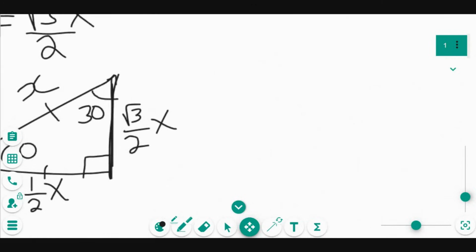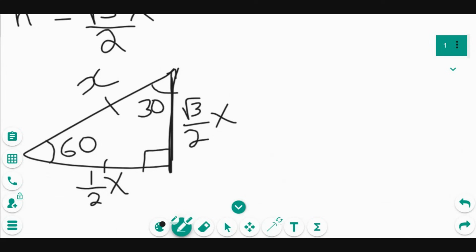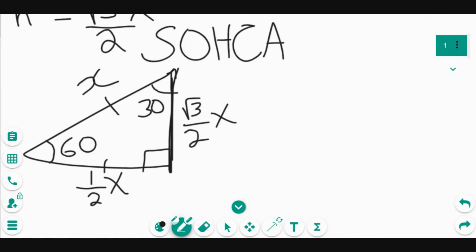Okay, so this is where we were. So remember SOHCAHTOA. SOHCAHTOA, we said SOH is telling us that the sine is the opposite over hypotenuse. CAH is telling us that the cosine of any angle, you get the adjacent over the hypotenuse. And then the TOA, which tells us that the tangent is the opposite over the adjacent.